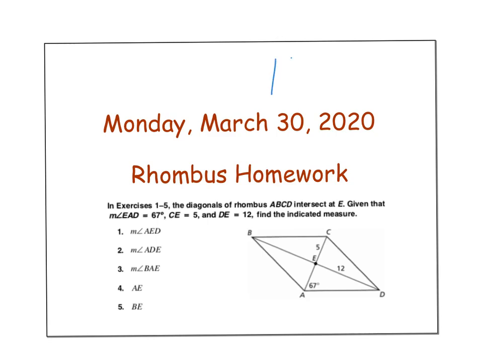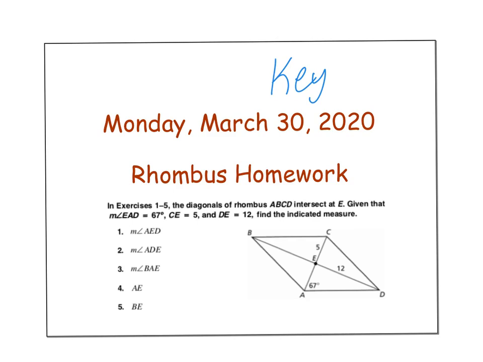Alright, so this is the key for the rhombus homework for Monday, March 30th. Reading the directions in exercises 1 through 5, the diagonals of a rhombus ABCD intersect at E. Given that angle EAD is 67 degrees, so already labeled, CE is 50, DE is 12, find the indicated measure.